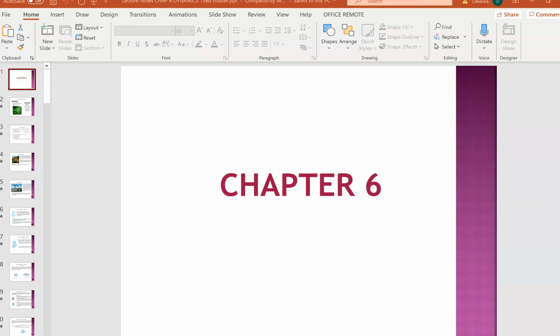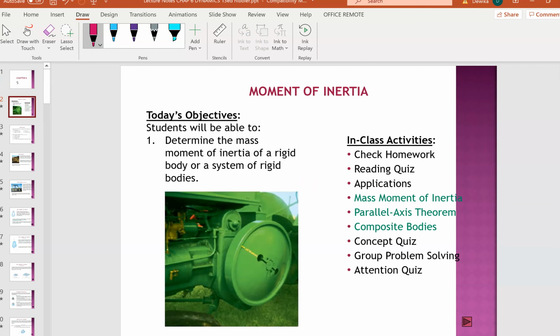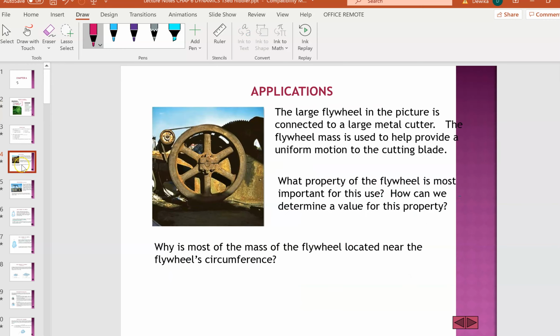Welcome to chapter 17 on the textbook. It'll be chapter 6 on my lecture. It's on planar kinetics of rigid body, force and acceleration. The first part, we'll be looking at mass moment of inertia. At the end of the lecture, students will be able to determine the mass moment of inertia of a system and rigid body.